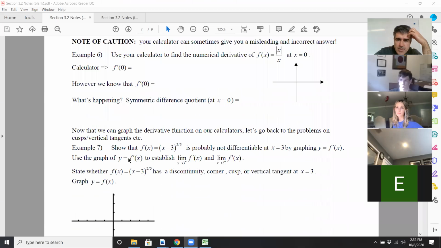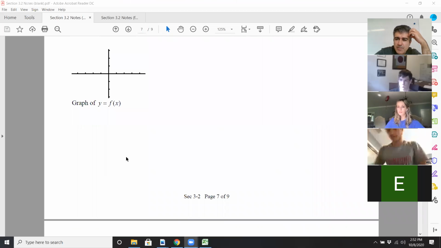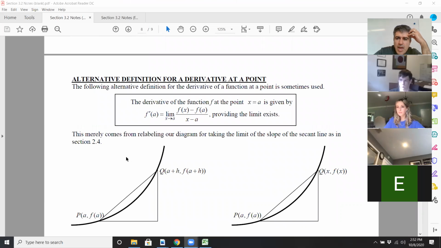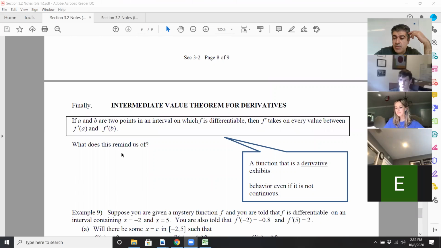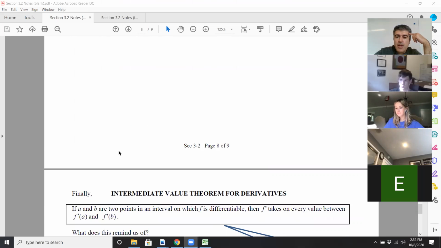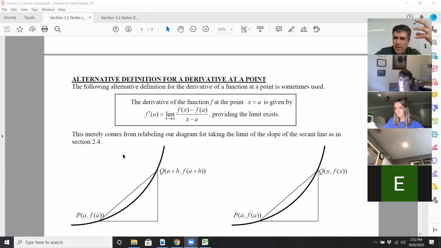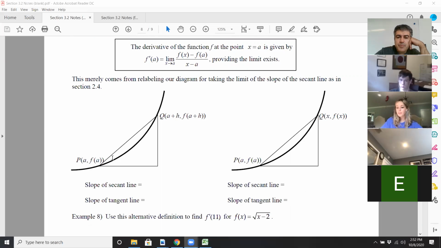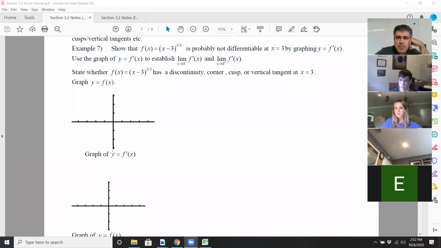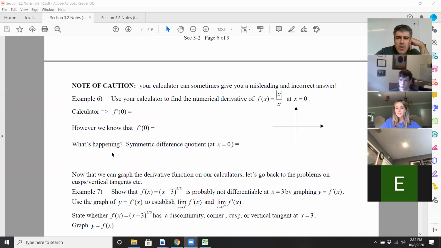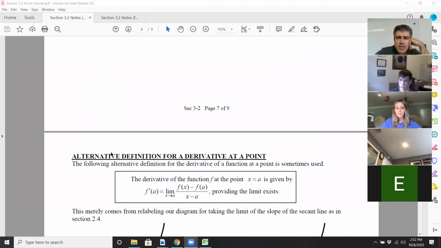And we'll probably, my guess is, get to the end of page 7. And then the alternative definition of a derivative, as well as the intermediate value theorem. There's an IVT for derivatives also. I'll probably do that as a video that will be due for Wednesday at homework. Talk about that, and then we'll start 3.3 on Wednesday. So that's how I'm mapping things out here. I think that's all I really need to say.